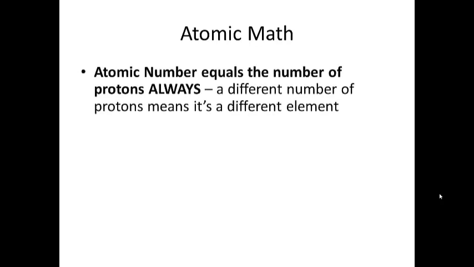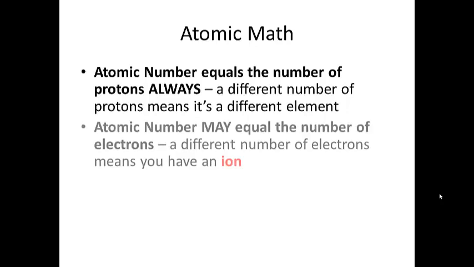Here's how we do a little atomic math. The atomic number is equal to the number of protons always. Always, always, always, no exception. If you have a different number of protons, you have a totally different element. So for example, carbon has 6, neon has 10, gold has 79, hydrogen has 1. None of those are going to change. If you end up with a different number of protons, you now have a new element.